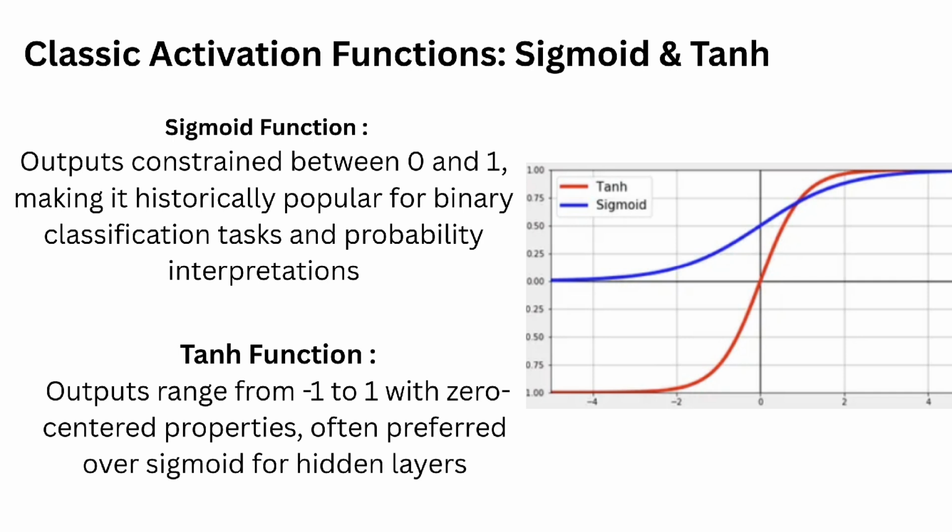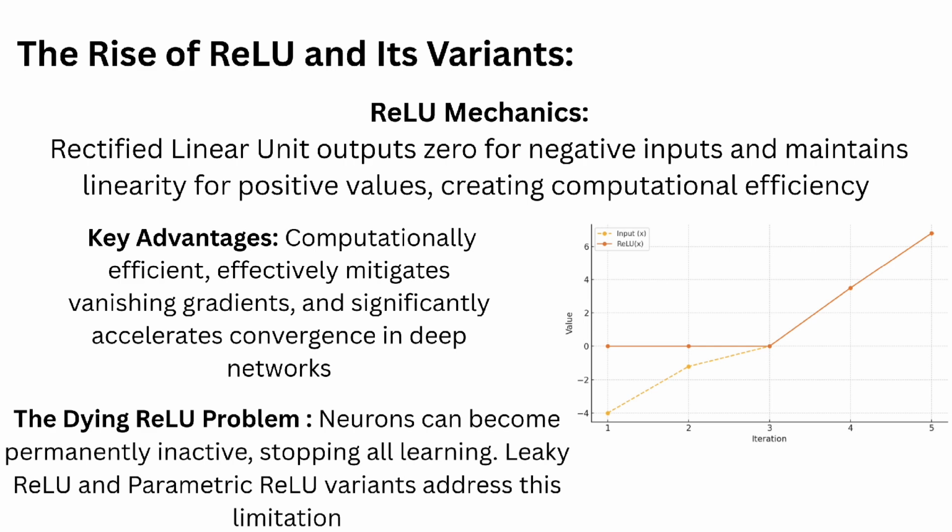And the second one is the tanh function. The tanh function is similar to sigmoid but ranges from -1 to +1. It is zero centered, which helps in better optimization compared to sigmoid. ReLU stands for rectified linear unit. The ReLU function is the most popular one today. It outputs 0 for negative inputs and the same value for positive inputs.